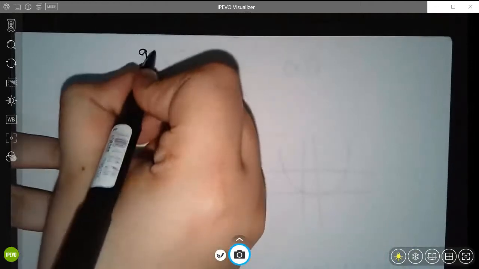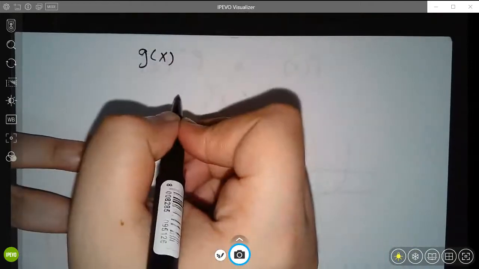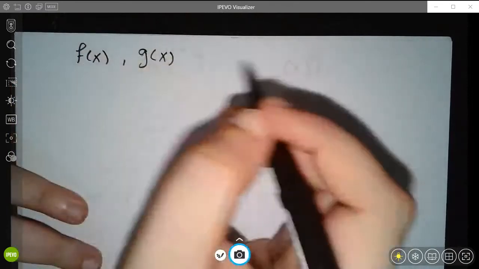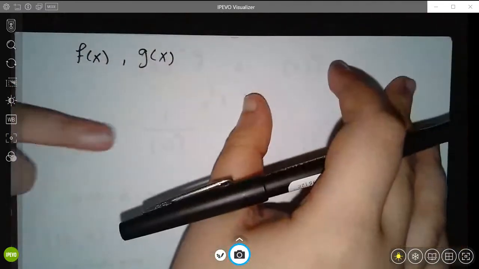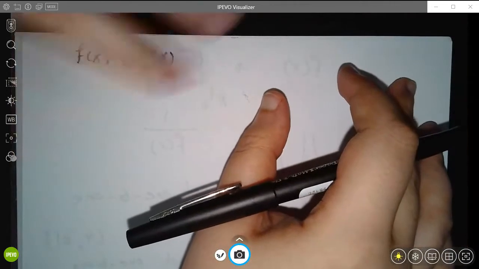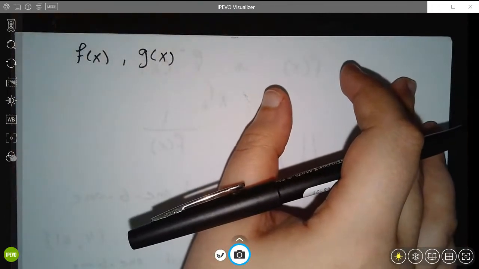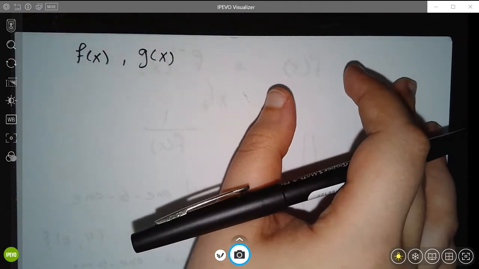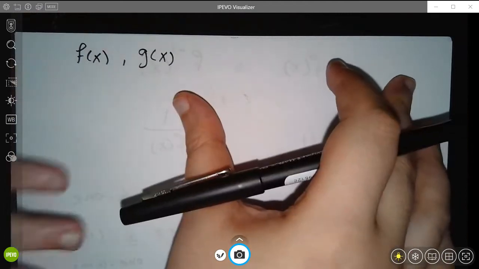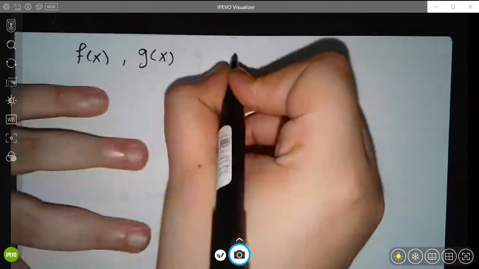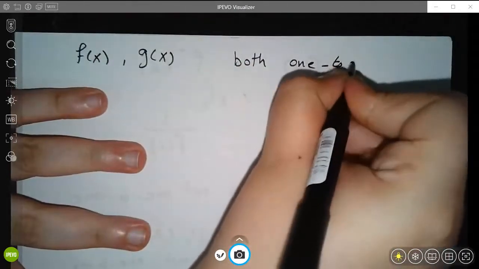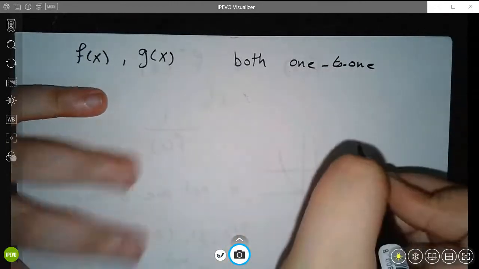For example, say we have a function g, call it g of x, and another one called f of x. I should have written it backwards, but whatever. So f of x and g of x. Different functions. I'm not telling you they have anything in relation yet, just that there are two different functions. Both are 1-to-1. So I'm already telling you that they're both 1-to-1. Okay?